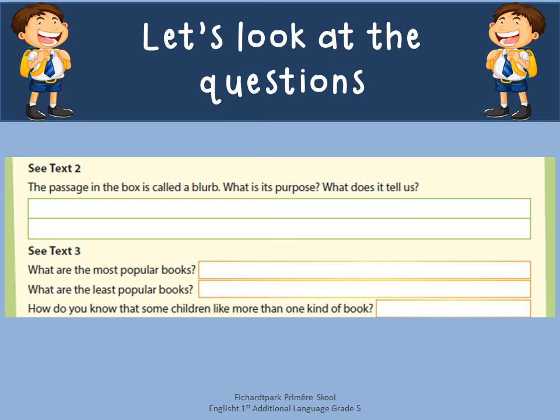Text 3. What are the most popular books? This means which books did the children like reading the most? What are the least popular books? This means what book did the children not like as much? The book with the fewest learners who liked reading it. And finally, how do you know that some children like more than one kind of book? Just a hint here. Text 3 says that they asked 20 grade 5 learners which book they like to read. So go and look at the numbers of the different books, and then you try to decide what your answer is for this question.